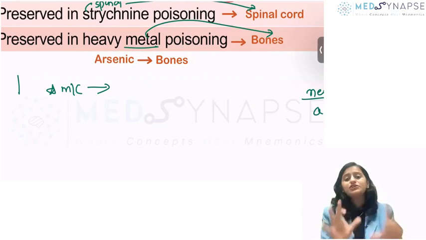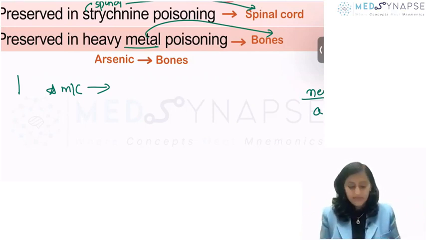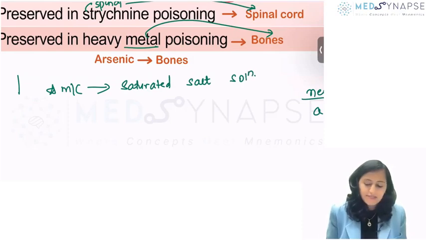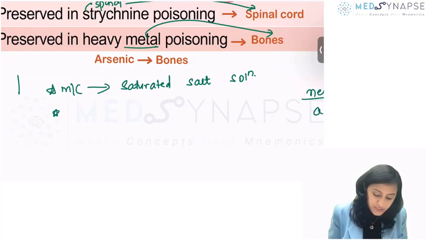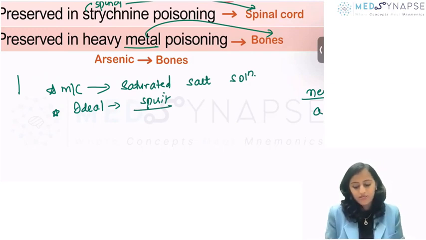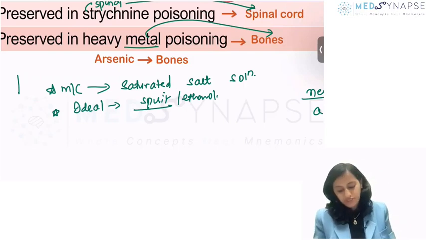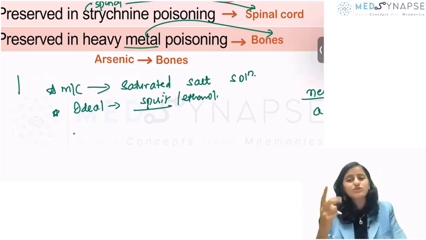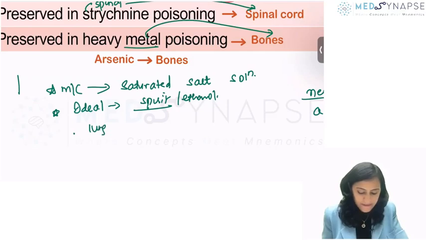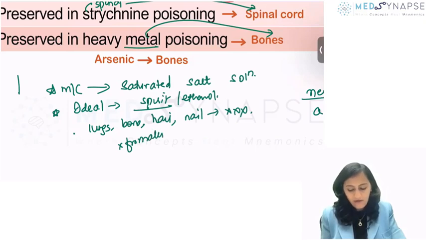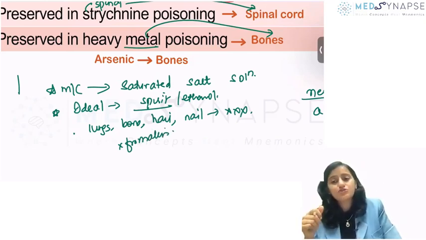Yes. Never use formalin. Never use formalin. It is saturated salt solution, which is most commonly used. Ideal one is ethanol, the rectified spirit ethanol, which is the ideal one. But most commonly used is saturated salt solution. You do not need anything to be added for bones, hair, nails, and even for the lungs. Lungs जब preserve कर रहे हो, bone, hair, nail preserve कर रहे हो, इनके लिए कुछ नहीं लगेगा. Formalin use नहीं करना. Okay, formalin is not used. Saturated salt solution is used.